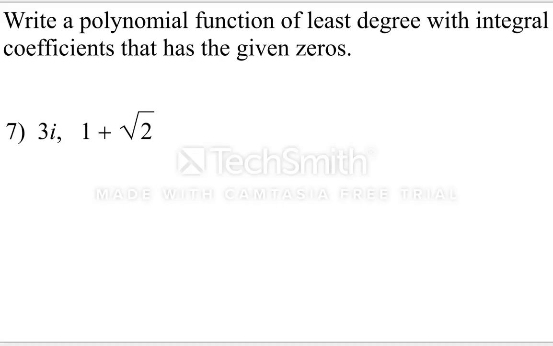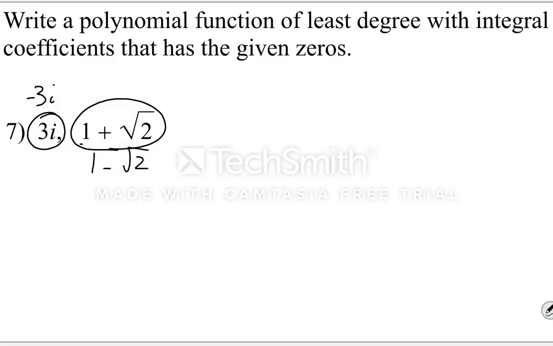Alright, so as a continuance from the last video, we want to write a polynomial function of least degree given these zeros. We're still doing the same thing, basically meaning we're still using the conjugate root theorem. So I have to find the opposite roots. I have a 3i here, so we know that the opposite root is negative 3i, the conjugate is negative 3i. And then I have 1 plus square root of 2. So the conjugate of that is 1 minus the square root of 2. So I have 4 roots, okay?